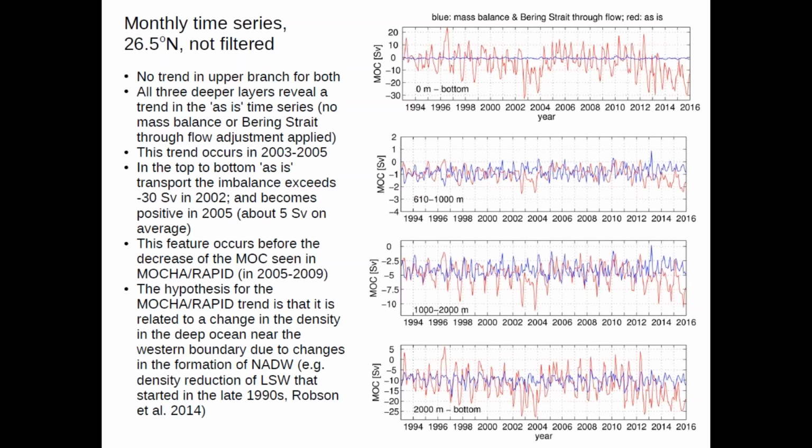So the first one here at 610 meters to 1,000 meters, we see a little bit of a drop off here. Between 1,000 and 2,000 meters, we see this drop off here. And then from 2,000 meters to the bottom, we also see the drop off here. And at the time when Mocha Rapid has the trend, we don't see a drop off. So 2005 to 2009 is when Mocha Rapid has the drop off, and we have nothing here.